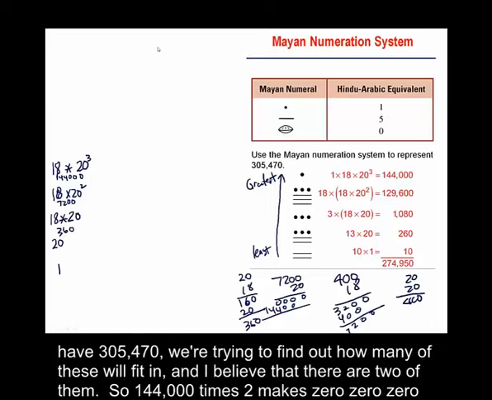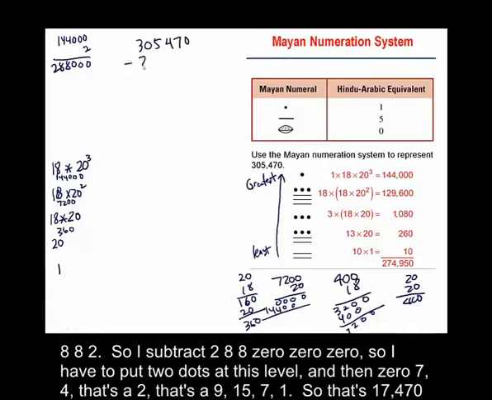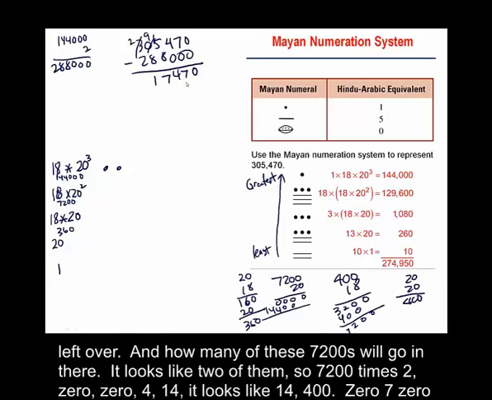And so when we have 305,470, we're trying to find out how many of these will fit in, and I believe that there are two of them, so 144,000 times 2 makes 288,000. So I subtract 288,000. So I have to put two dots at this level, and then 0.74. That's a 2. That's a 9, 15, 7, 1. So that's 17,470 left over. And how many of these 7200s will go in there?